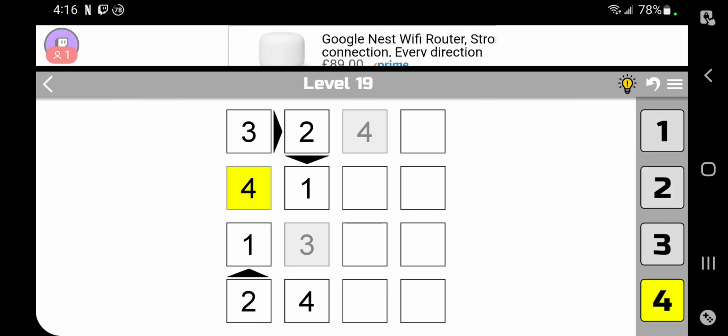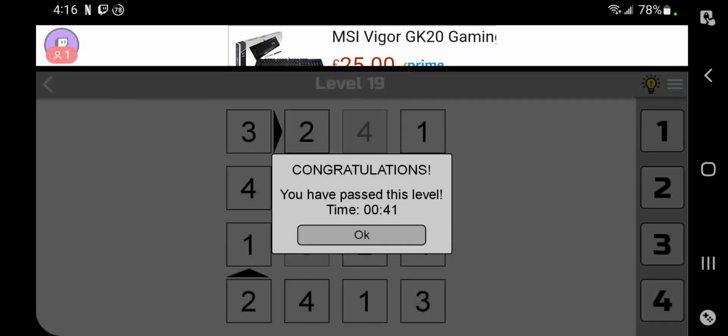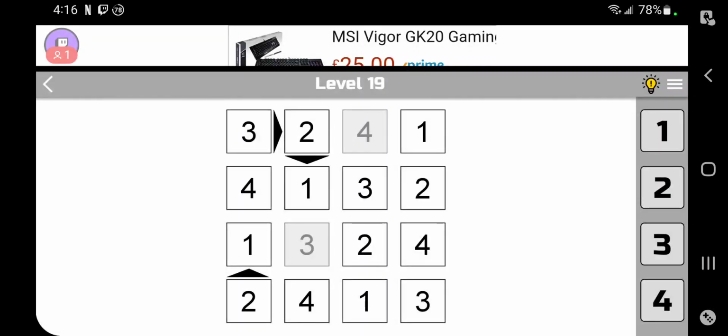We're missing a 1 from that row. We're missing a 3 from this row and a 2. Not much restrictions, but we're missing a 1 and a 2 and a 4. That must be the 2, and that must be the 4. We're missing a 3 and a 2. That must be the 2, and that must be the 3. And therefore we've got a 1 and we've got a 3 there. 41 seconds. I was trying to actually beat that 27 seconds.